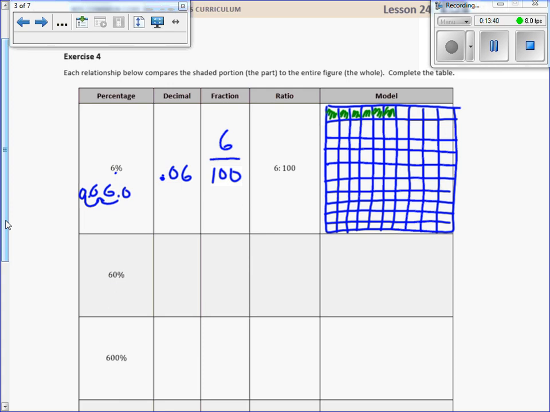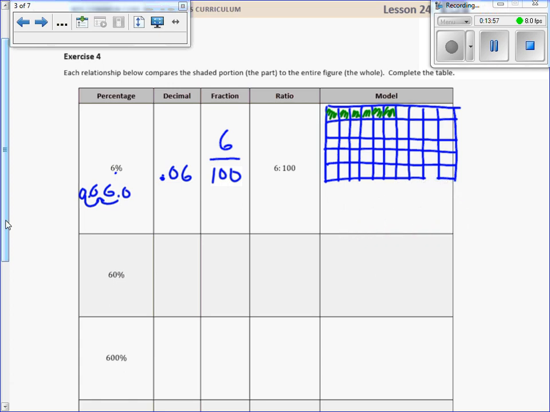I could have reduced that to 3 out of 50, and then gotten rid of 5 rows. So now this would be my table. But then I wouldn't want to shade 6 of those. I only want to shade 3, and then get rid of these. It's just another option right there. We can always reduce those, and 3 out of 50 is also going to be 6%.